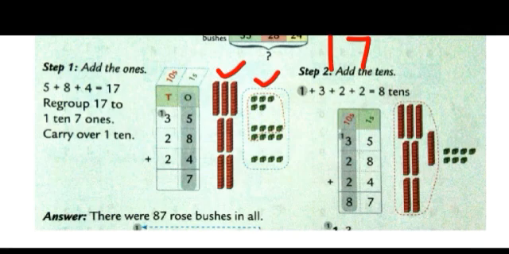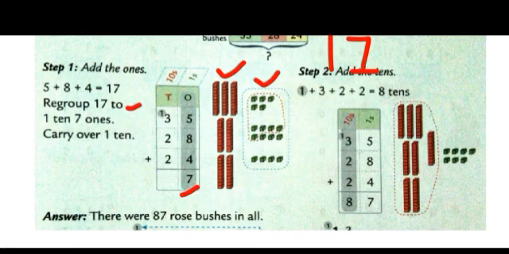From the 17, the 7 will be written in the ones column and this 1 will go carry to the tens column. Just see, it's written here. This is the tens side. 1 has been given carryover. Now moving on to the step number 2. It says add the tens.